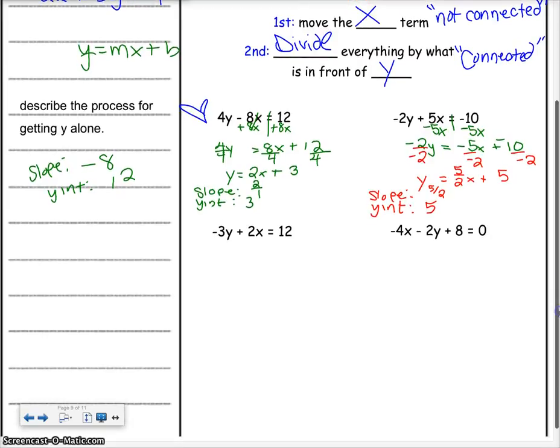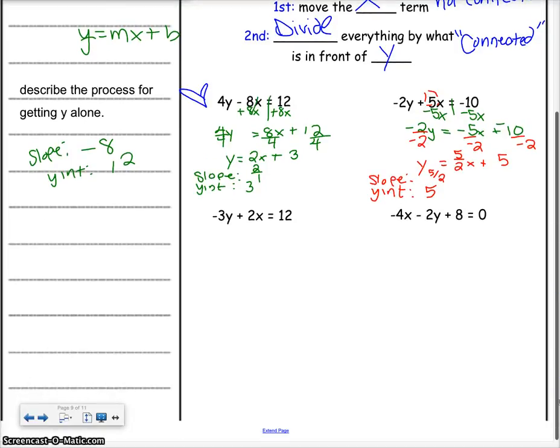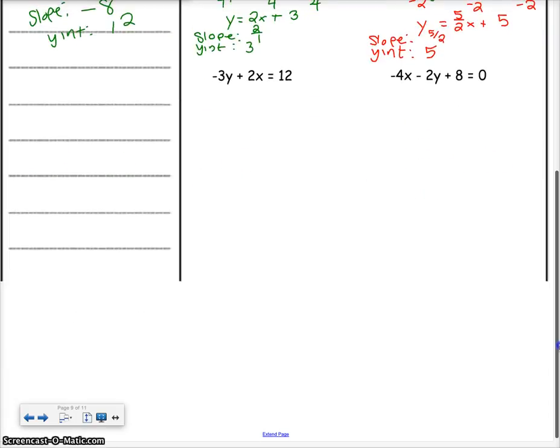Let me just double check. Notice if you thought slope was whatever's in front of x, you would have thought your slope was 5. Is your slope 5? No, say no. No, your slope is 5 over 2. So you have to know that you can't identify slope until you get y by itself. I know, okay, I'm very bossy with you knowing what to do.